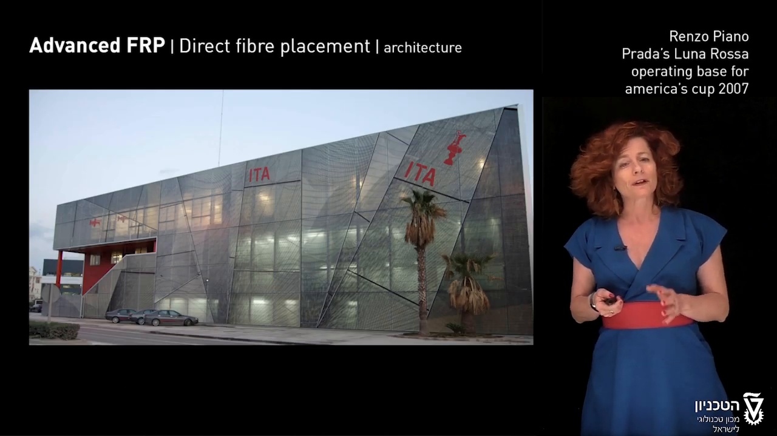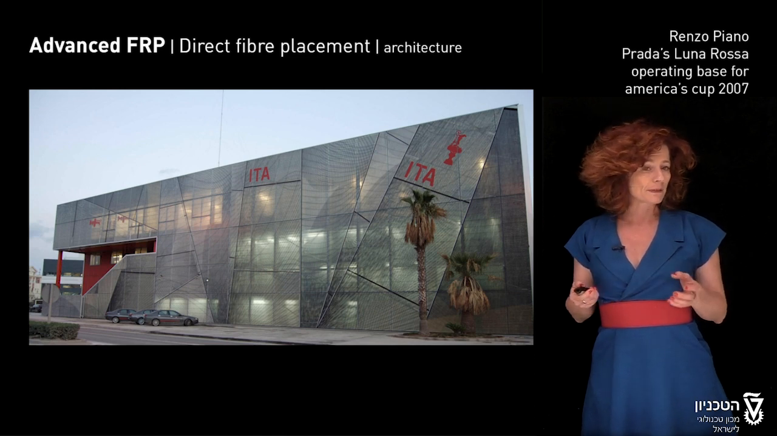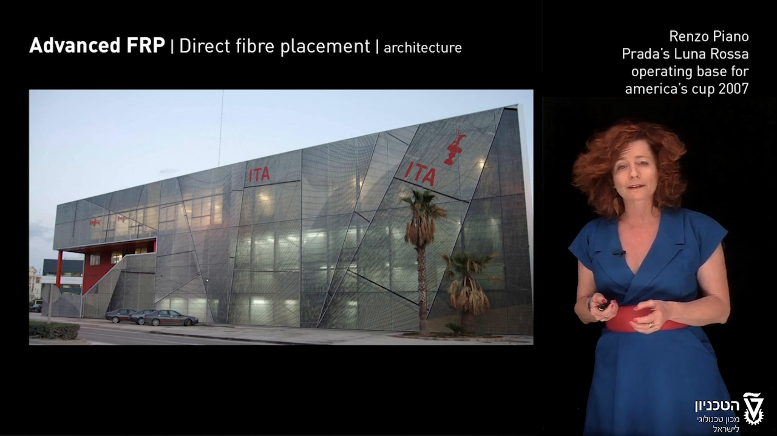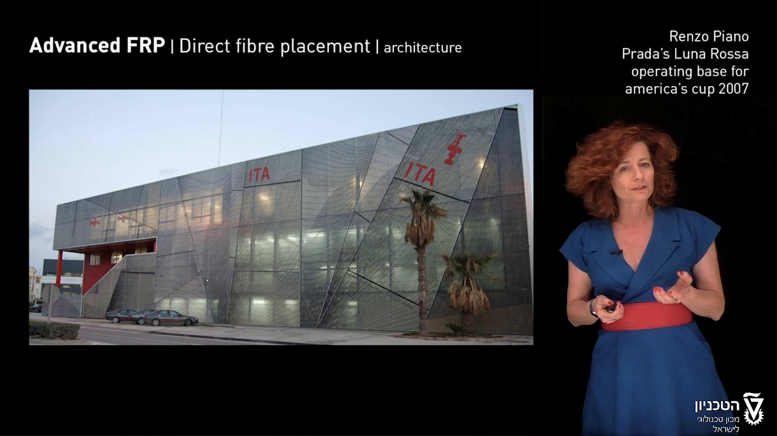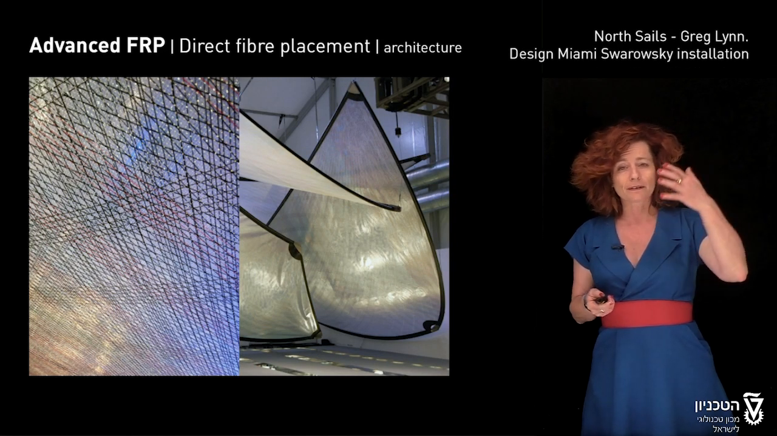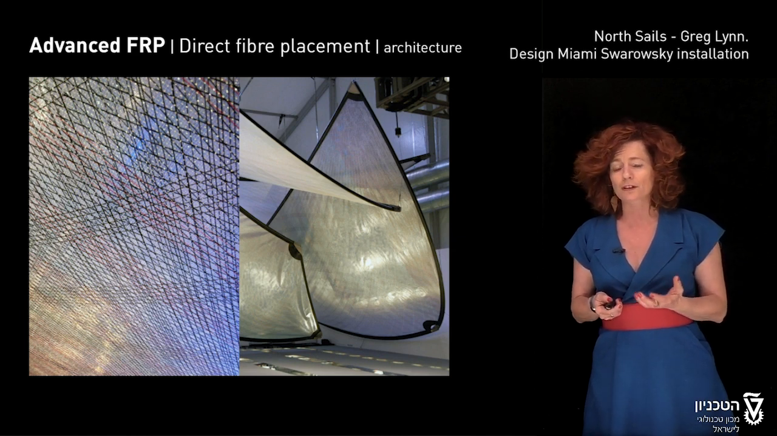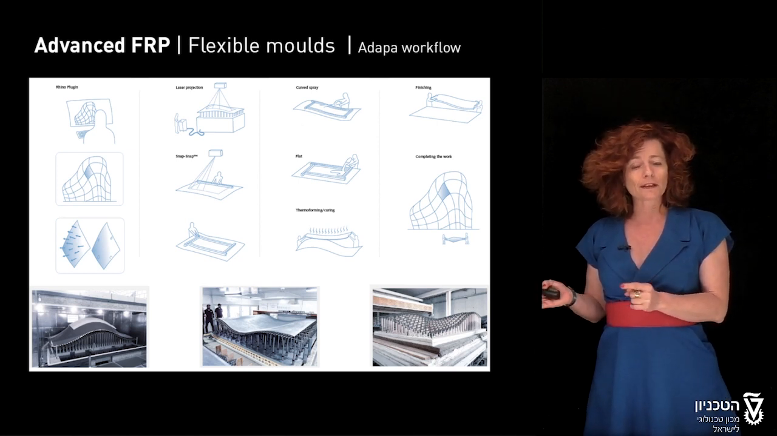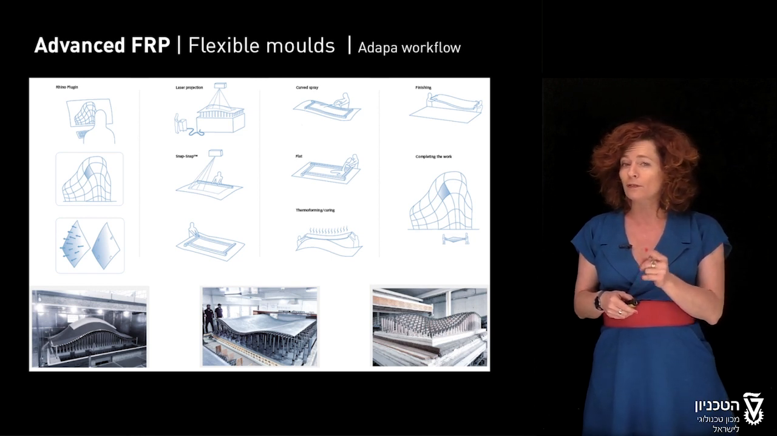While not yet applied to architecture, we have 2 examples of the interest that this kind of material could represent. Here in the case of Renzo Piano for Prada, applying these materials as facade elements, I think it's more decorative than anything else. And in the case of Greg Lynn, creating these huge sails for Swarovski as an installation for Design Miami.